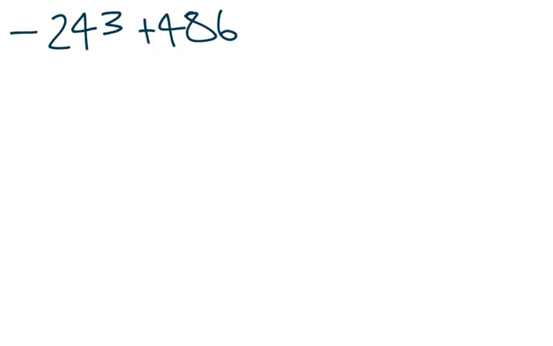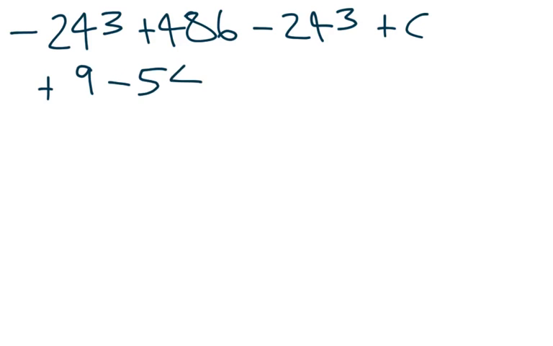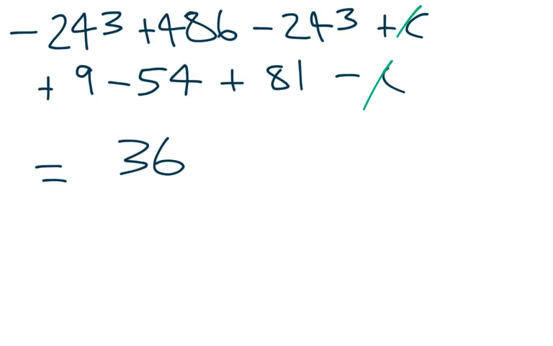So we'll just write out our final. So we have minus 243 plus 486 minus 243 plus c, plus 9 minus 54 plus 81 minus c. And you'll see here how our plus c and our minus c will just mean that there's no c at all. So then all of those added up is going to equal 36. And you can see how that's similar to our area approximation of 35 from the question before, but it will just be a little bit more accurate as we were integrating rather than using the trapezoidal rule.